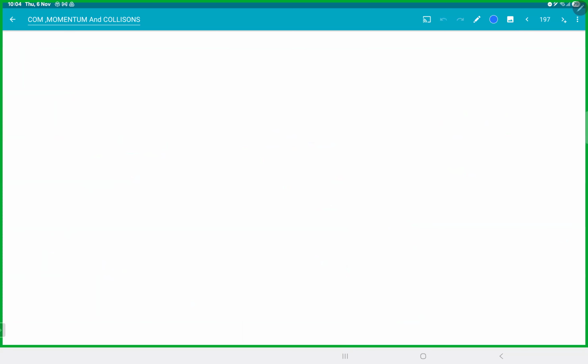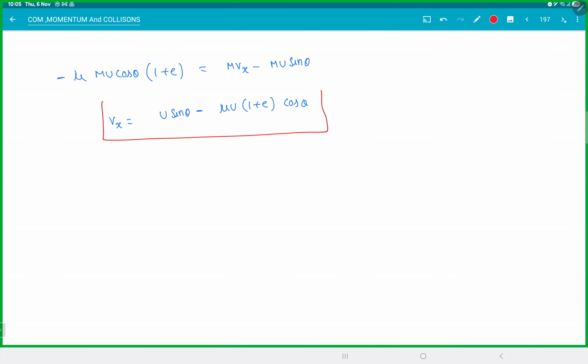Then we solve this, substitute. So minus mu, what is N dt? N dt is m u cos theta (1 plus e). That will be mvx minus mu sine theta. So we get vx is equal to u sine theta minus mu u (1 plus e) cos theta. There, this is your velocity in the horizontal direction. Doesn't look that beautiful.